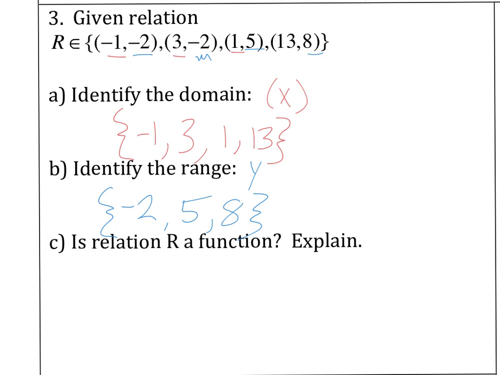We have a couple ways to explain this. The first is that each x value or input has a unique y value. This was the potato method. In other words, if I make a map, I don't know why I put -2 there, 3, +1, and 13, and -2, 5, 8. For each x value, I know exactly where I'm going for my y values.